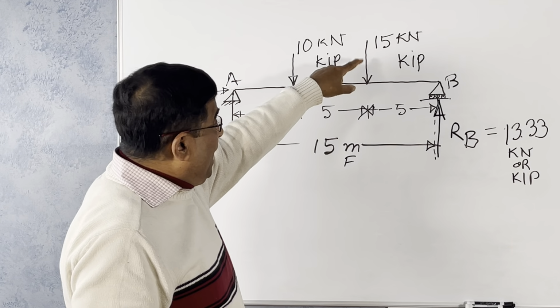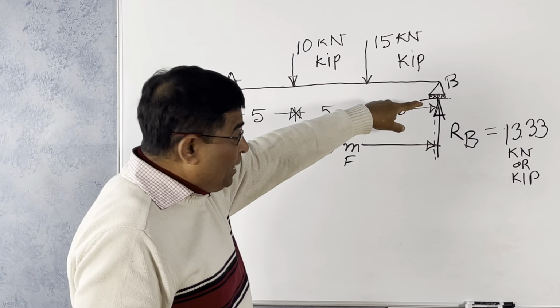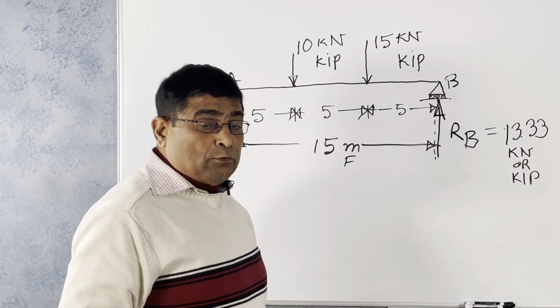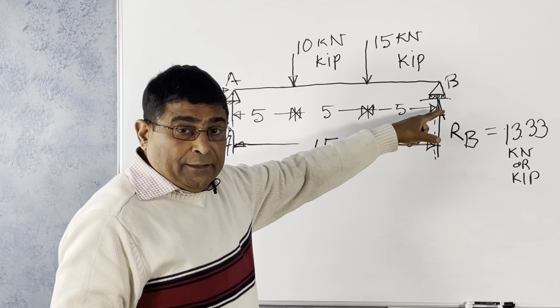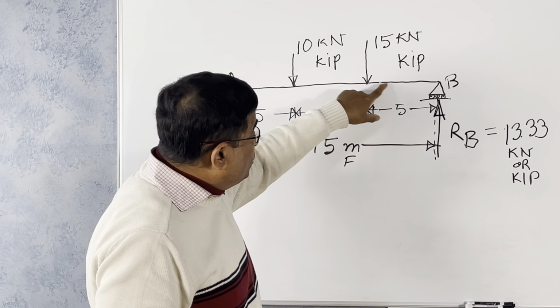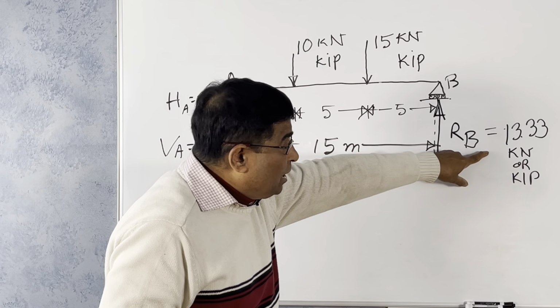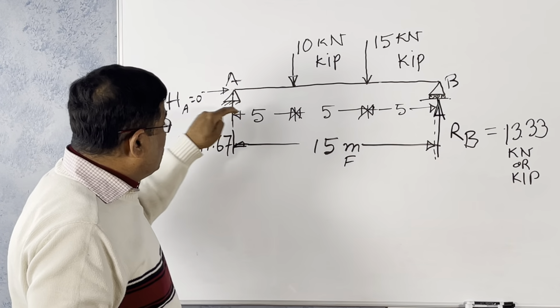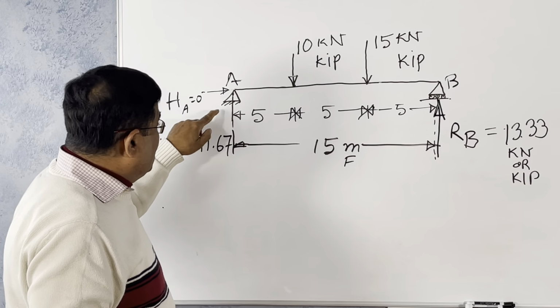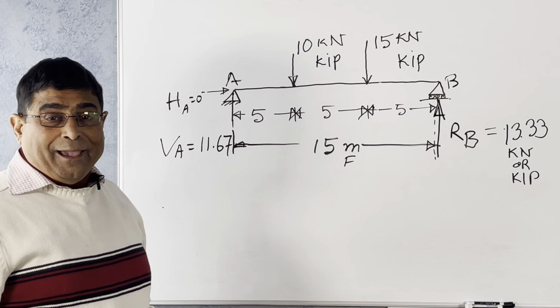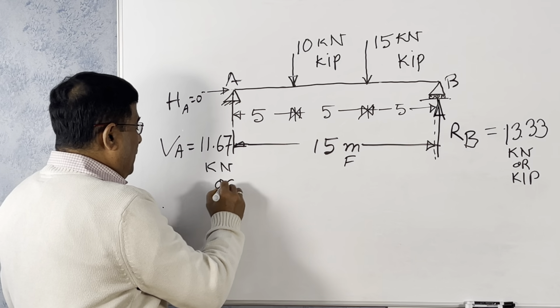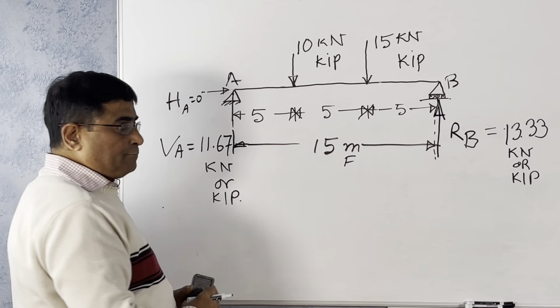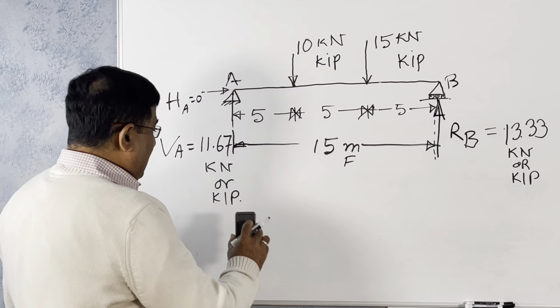So always when the heavier load is closer to a support, the more reaction will occur at that particular point. Because the 15 kilonewton is bigger, you have got a reaction of 13.33, and the smaller force is away from that, so we have a little less reaction value. Okay, this is either kilonewton or kip. Now let us draw the bending moment and shear force diagram.